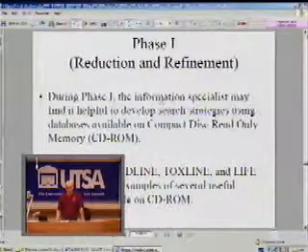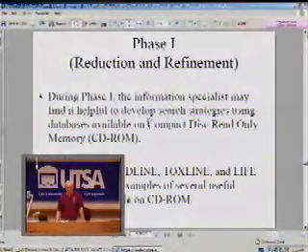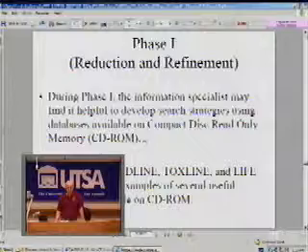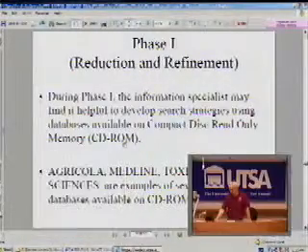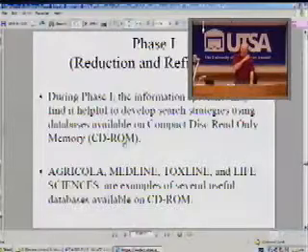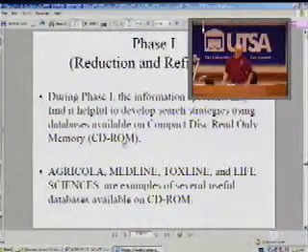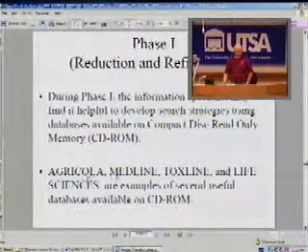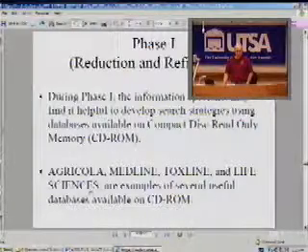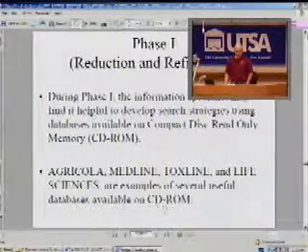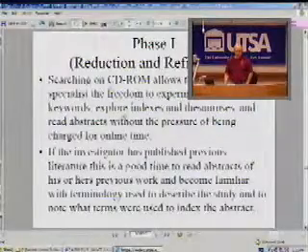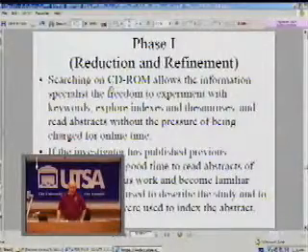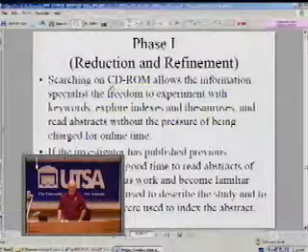So during phase one the information specialist may find it helpful to develop search strategies using databases available on compact disk. This probably isn't even reasonable anymore. It was maybe at the turn of the millennium, but there's so much online now, obviously. Probably would just erase this from the list. Agricola, Medline, Toxline, Life Sciences are examples of several useful databases that are available on CD-ROM, but probably less and less utilized as the online internet resources become so greatly expanded and available.